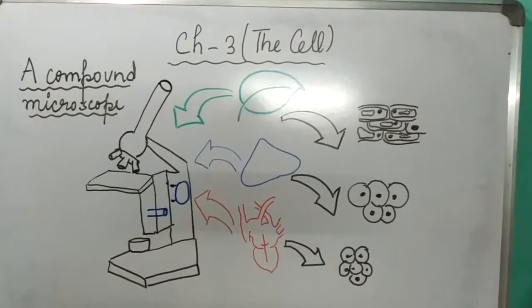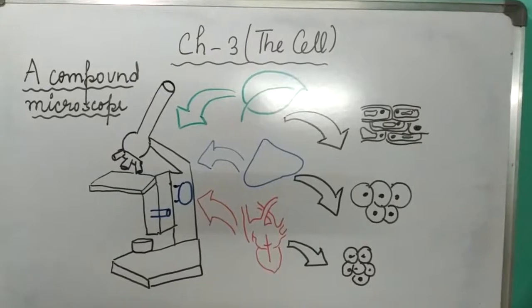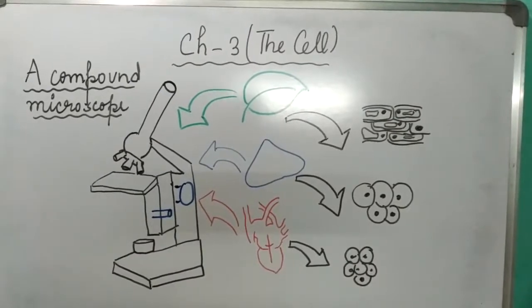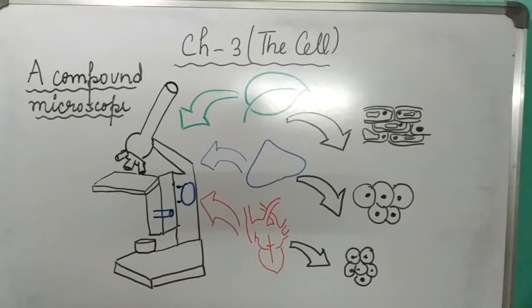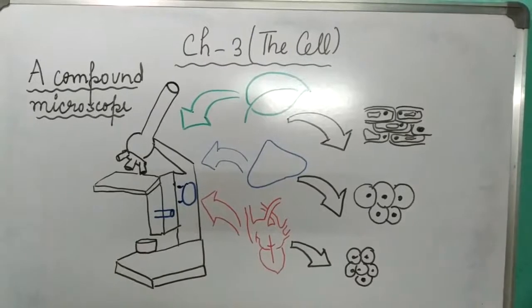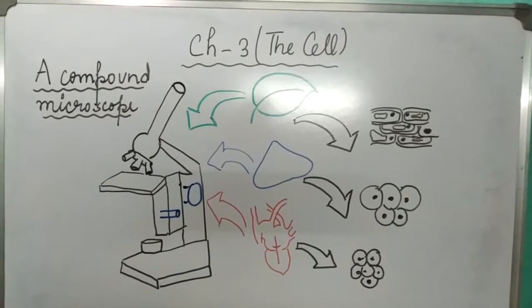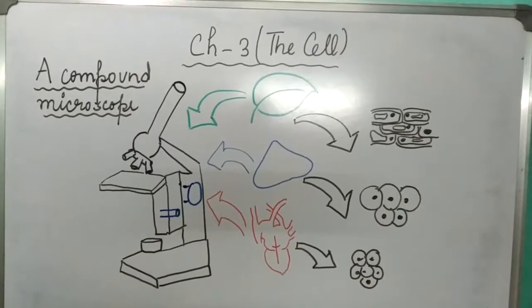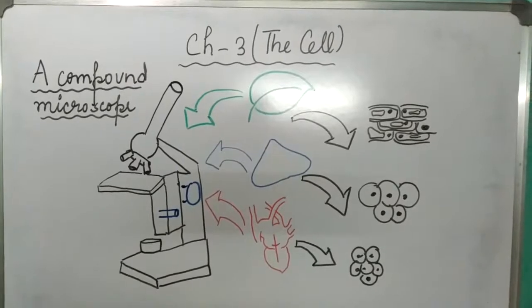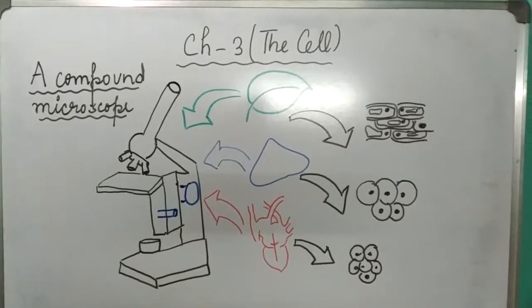So these tiny compartments which make up the leaves, the liver, the heart, or many other organs, or rather a complete organism, even the human being from top to toe, are known as cells. So today we will be beginning with our chapter, that is the cell.